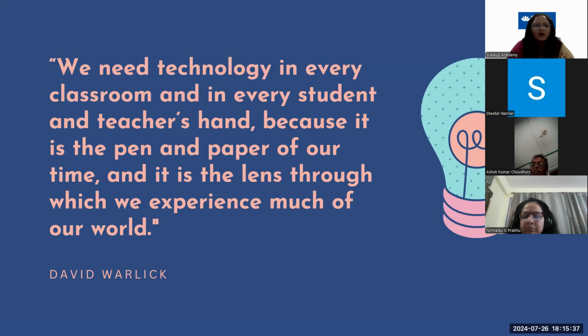Here comes the technology. And as David Warlick said, we need technology in every classroom and in every student and teacher's hand, because it is the pen and paper of our time, and it is the lens through which we experience much of our world. And I believe by this quotation, he has thoroughly explained the usage and the requirement of technology.